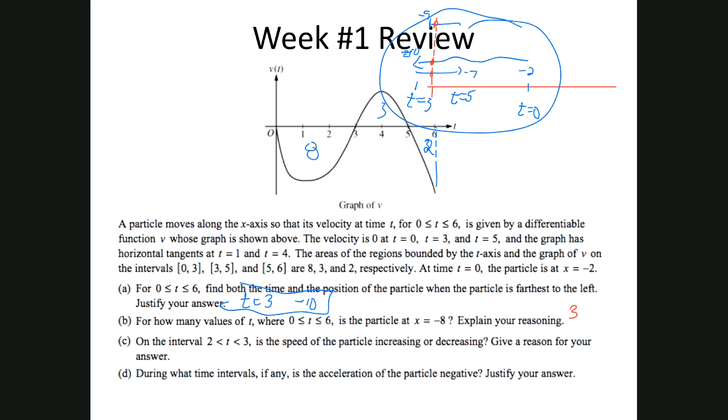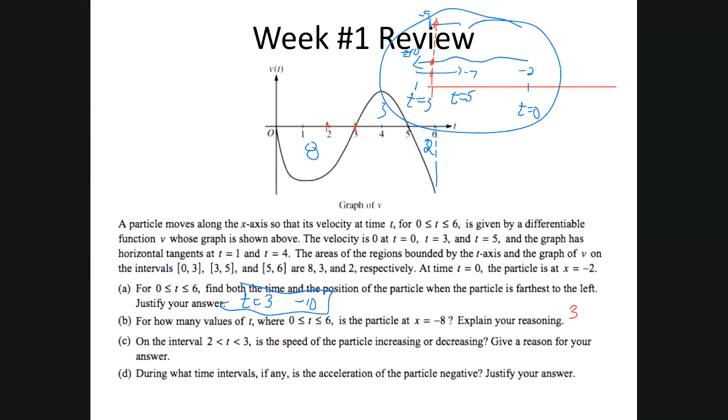On the interval from 2 to 3, is the speed of the particle increasing or decreasing? Give a reason. Can you hear me? Sorry, go ahead, Henry. I think it's decreasing because it's changing. Yeah, it's decreasing because of the slope.